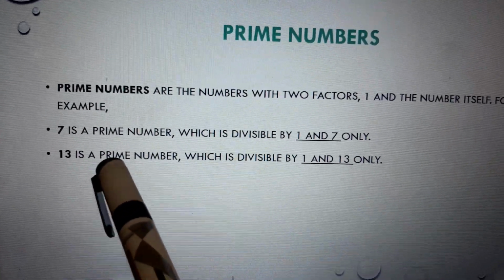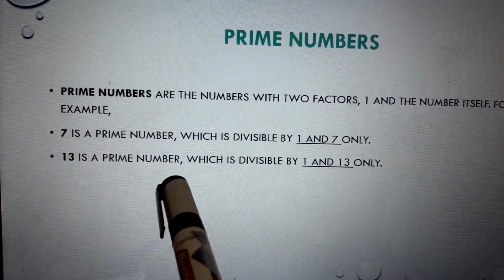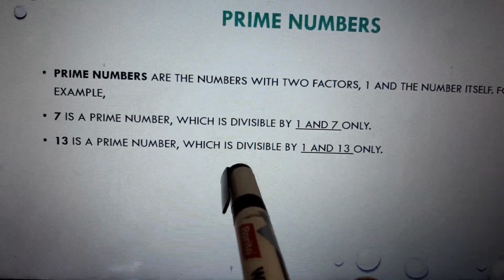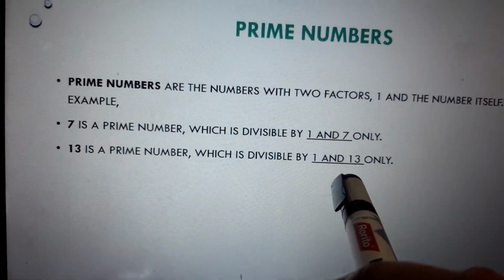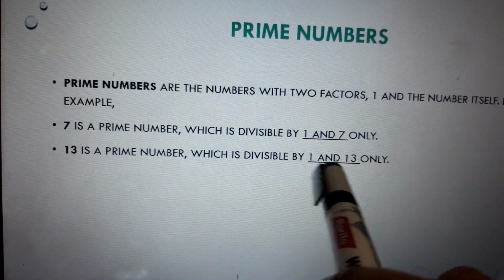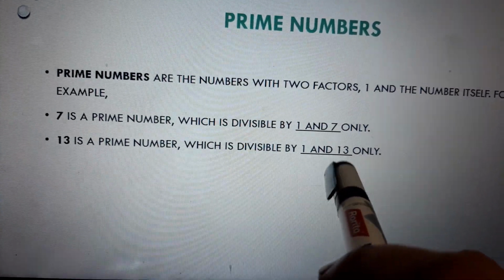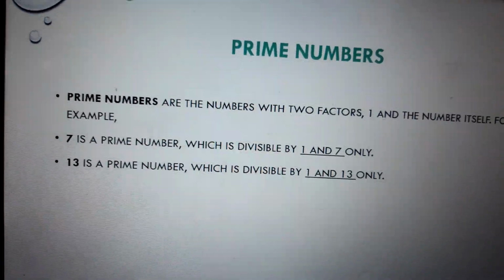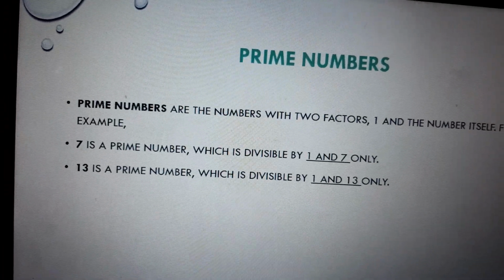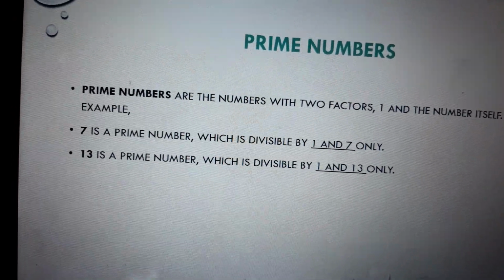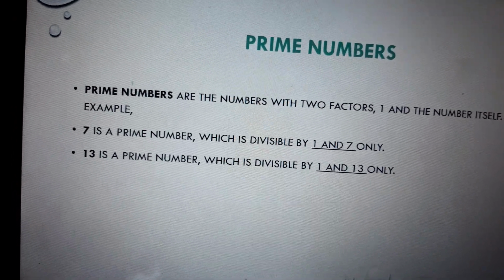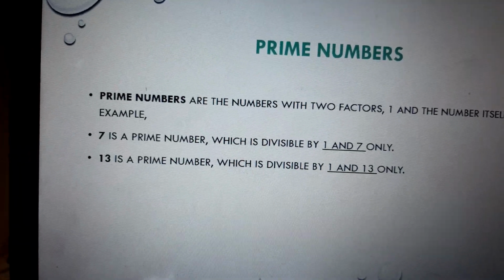Similarly, 13 is also a prime number because it is again divisible by 1 and itself, that is 13. So a prime number is a number which has only two factors, 1 and the number itself. The other examples of prime numbers are 5, 17, 19. These are the numbers which have factors only 1 and the number itself.